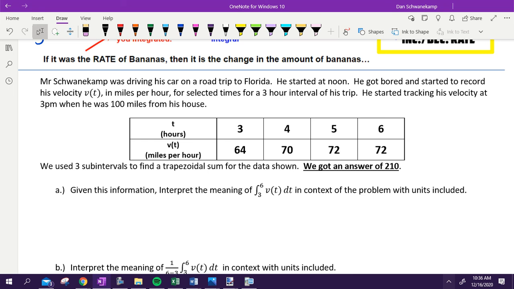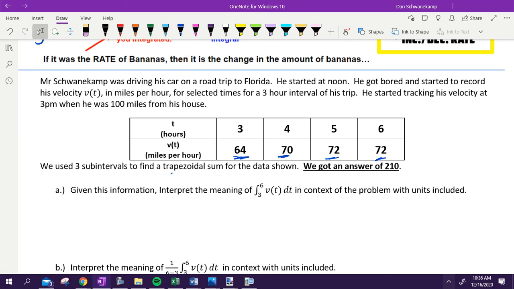Let's do this problem. Mr. Schwanenkamp, I'm driving my car on a road trip to Florida. I start at noon. I got bored and started to track my velocity in miles per hour every hour. So at 3 p.m. I look down at my speedometer. I'm going 64 miles per hour. Then I drive another hour, at 4 p.m. I look down at my speedometer. I'm going 70 miles an hour. At 5, I'm going 72. At 6, I'm going 72. Cool. We're going to use 3 subintervals.